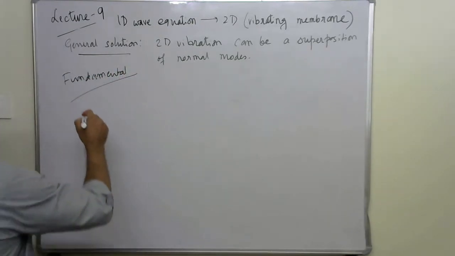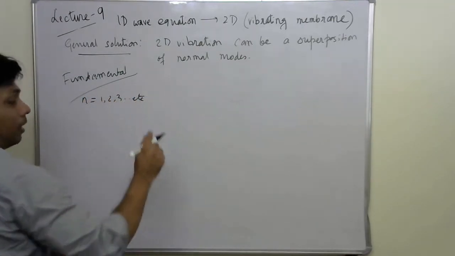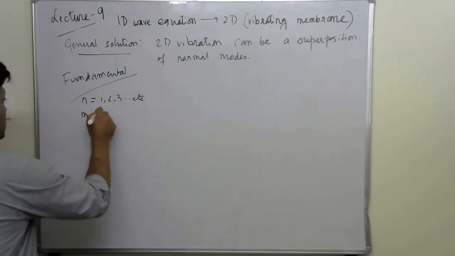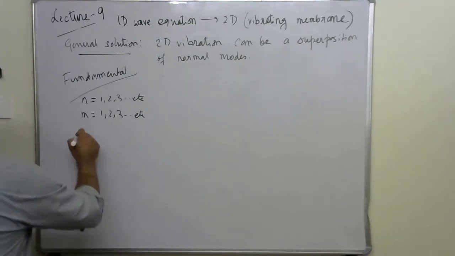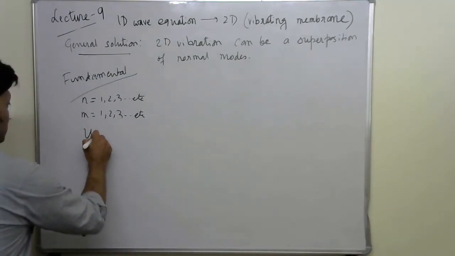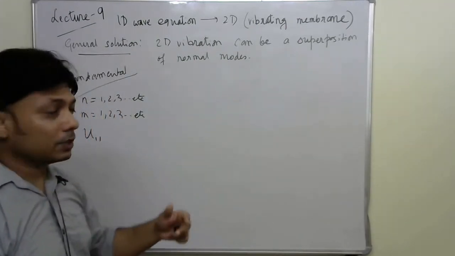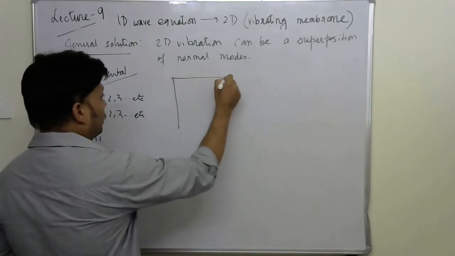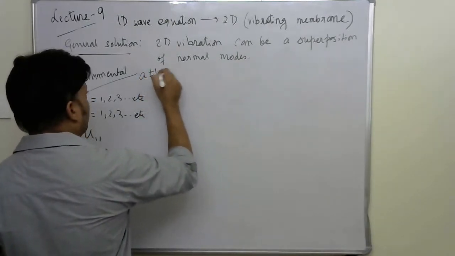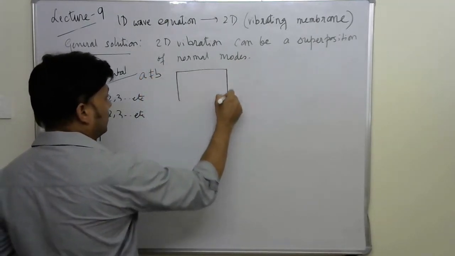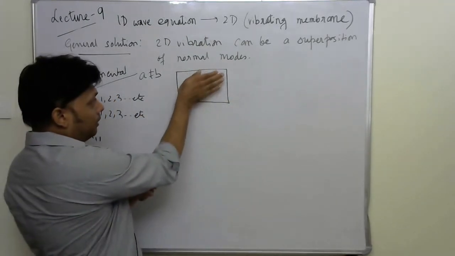Of course, before I forget, we must mention that n is equal to 1, 2, 3, etc., excluding 0, and the value m is equal to 1, 2, 3, etc., excluding 0. So I reckon the first fundamental vibration should be U11, where n is equal to 1 and m is equal to 1. So that means I can draw, let's assume that for this 2D membrane, A is not equal to B. Alright. So we have a rectangle, and the rectangular plane is vibrating like this.